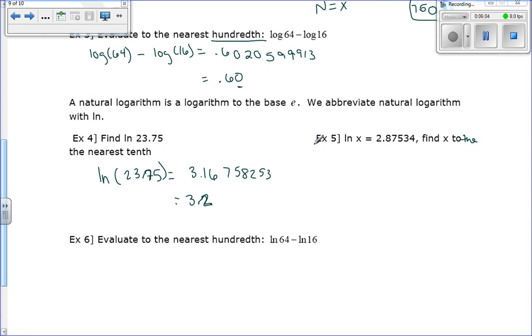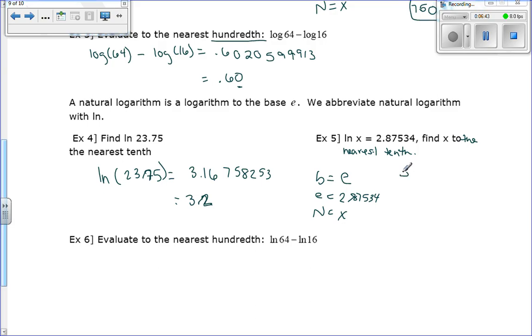Again, the nearest tenth should be over here as well. So I have the natural log of x equals 2.87534. Well, again, I have a log, and I need to turn it into exponential. So B, E, and M. Now my base is actually E, the number E. My exponent is what the natural log is equal to, 2.87534, and my number is x, and that's what we're looking for.